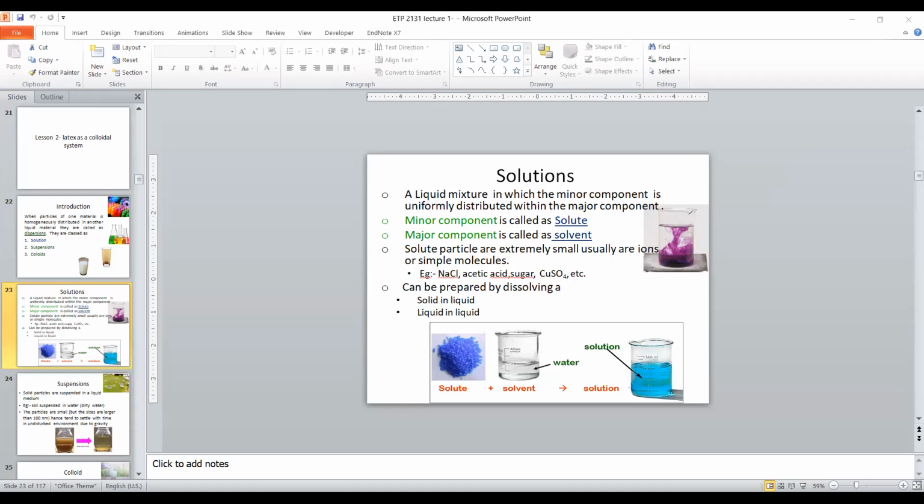Okay. Second system is suspensions. As I said before, when you put a soil sample into water and stir it vigorously, soil will suspend in water and make dirty water. So the suspension usually looks like this. Upon settling, or keeping it undisturbed for a certain period of time, you could see all the particles sedimenting at the bottom. So this is called sedimentation.